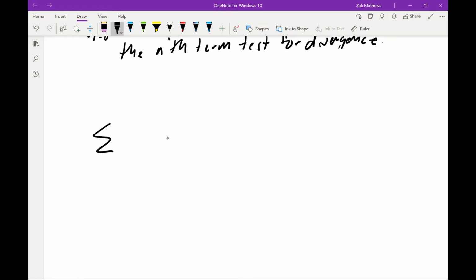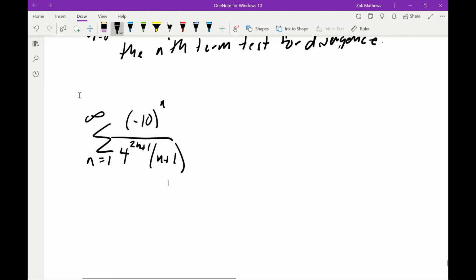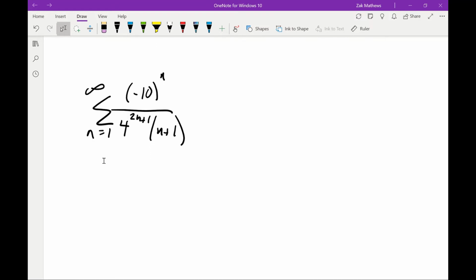Let's take the series n equals 1 to infinity of (negative 10)^n over 4^(2n plus 1) times (n plus 1). And notice I've changed around the indices a little bit. I think I had 0 on the last one, 0 on the one before, and then n equals 1 on this one. I've changed it around because it didn't matter. Remember, it said let it be any series, so it doesn't matter where it starts, ends, anything like that. We're just applying these two tests to whatever we have given.